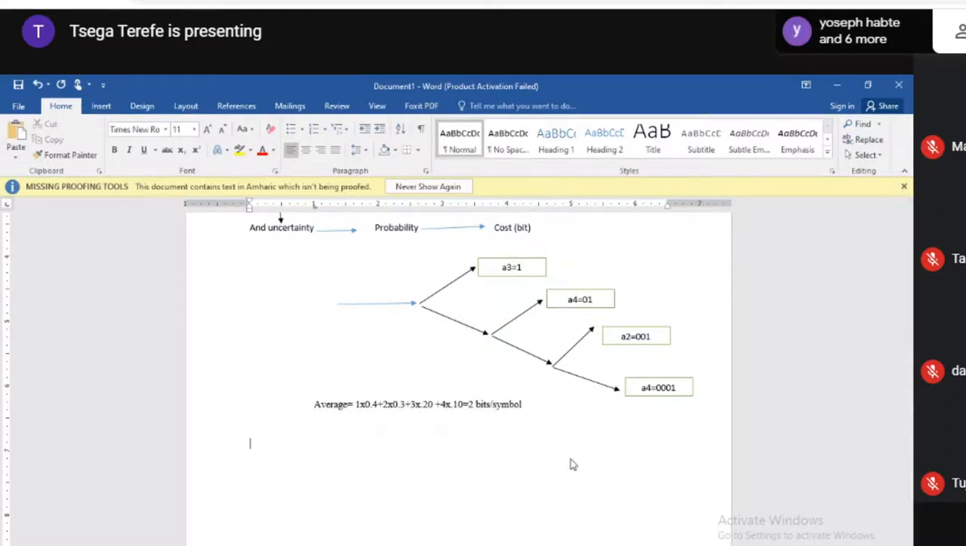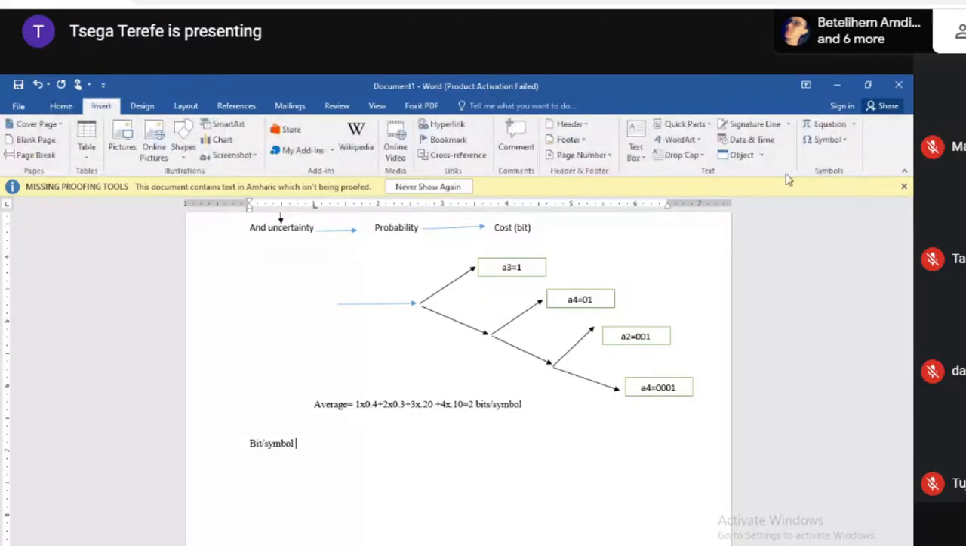The number of bits per symbol, if you follow such an approach, is directly proportional to the logarithm of 1 over its probability, where the logarithm is taken in base 2.